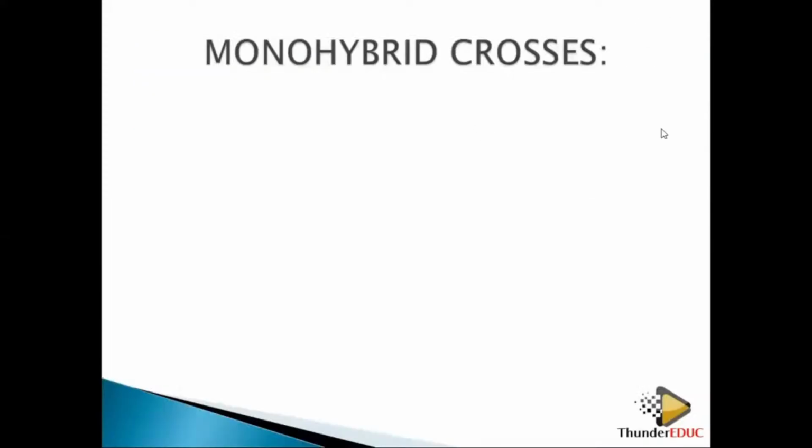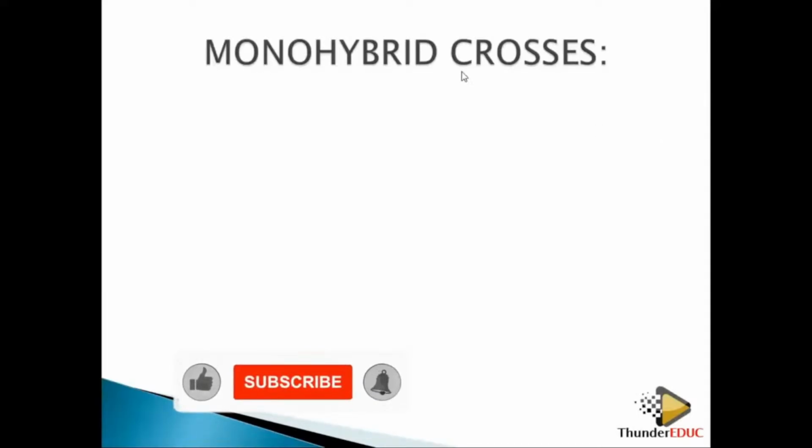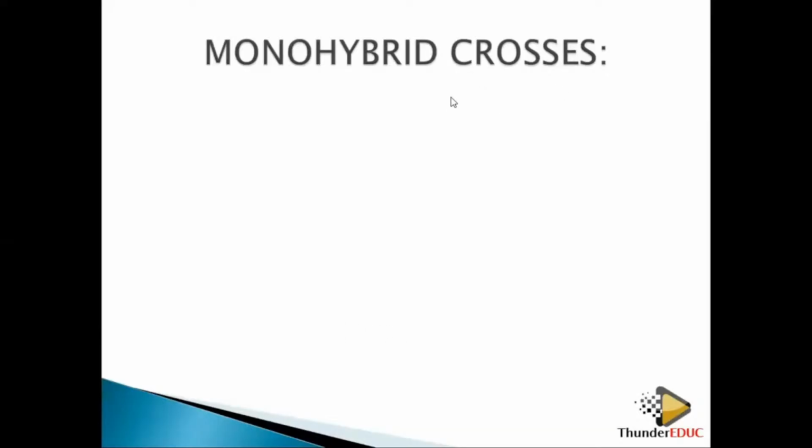A monohybrid cross is a cross which involves one character. You are right, it involves one character. But now you said pink and white, it still is fine. The answer was correct. But where is the character there? The character is color.